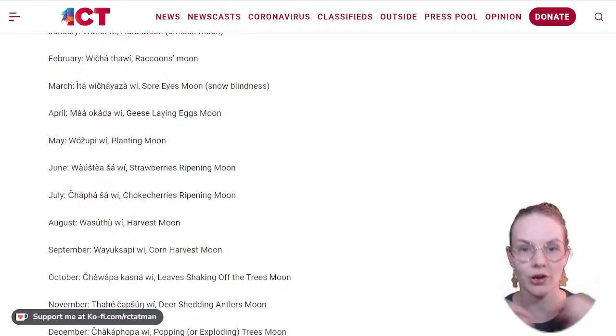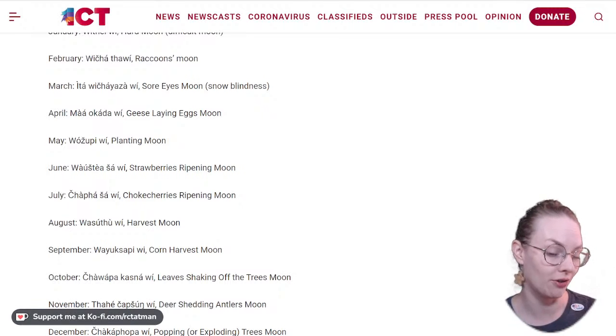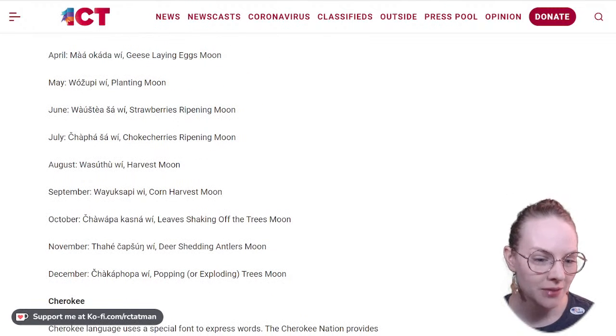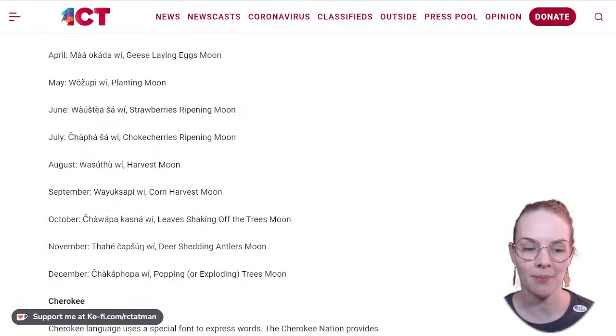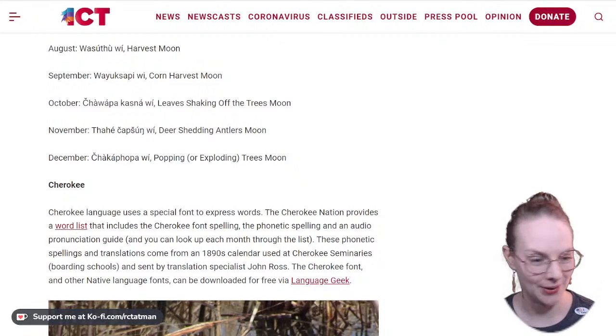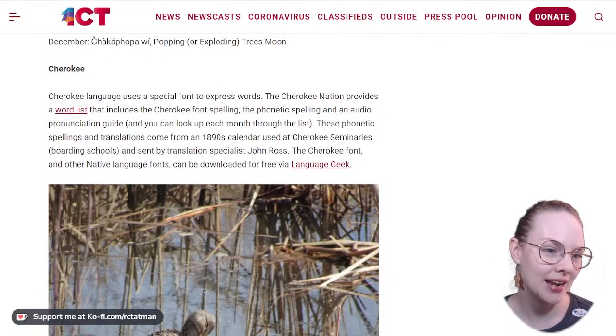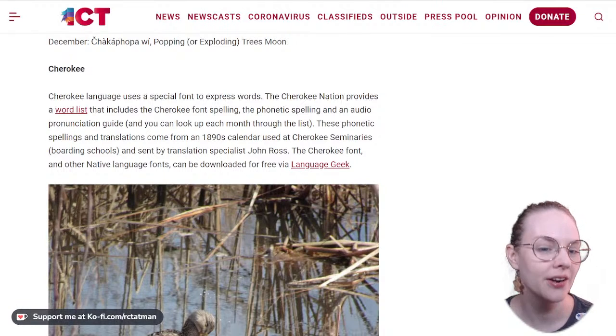So you can already see, again, some of these reflexes of when different agricultural activities will happen for different crops in these moon names. October is the leaves shaking off the trees moon. November is the deer shedding antlers moon. And December is the popping or exploding trees moon. It gets real cold in Minnesota. And then Cherokee, a little discussion of the Cherokee syllabary here.